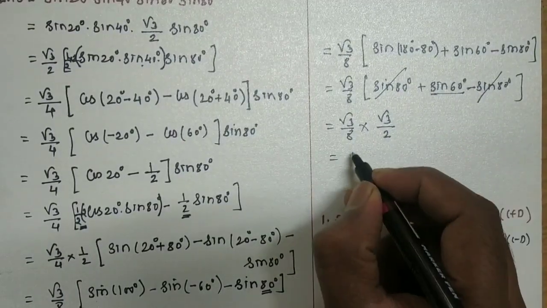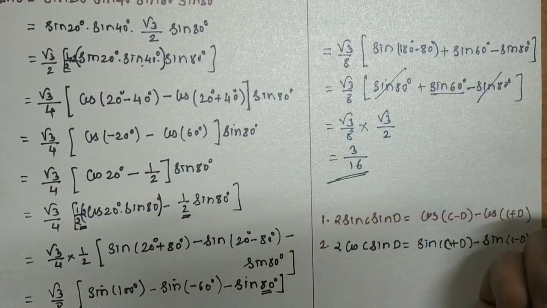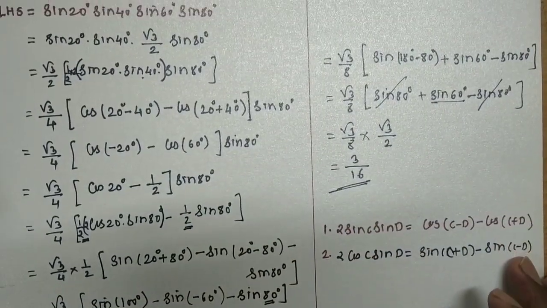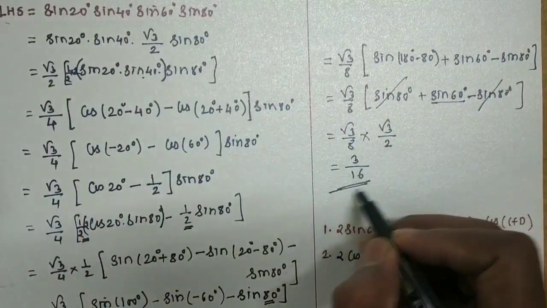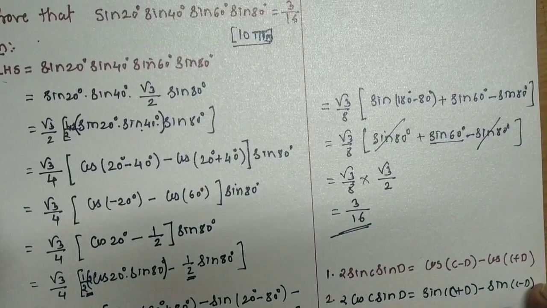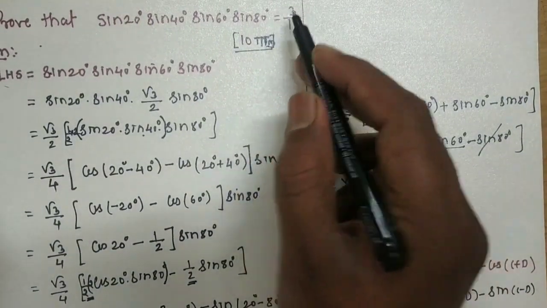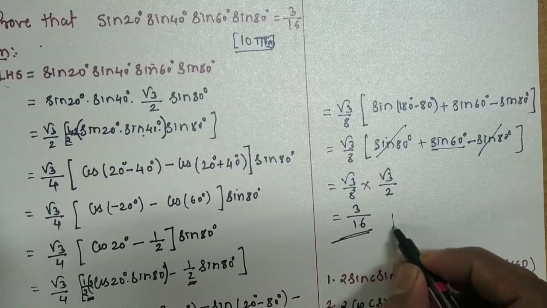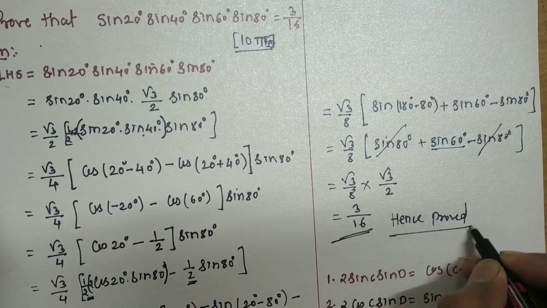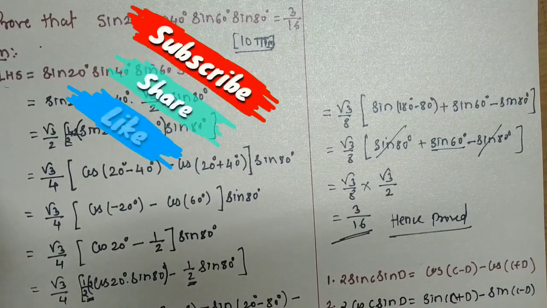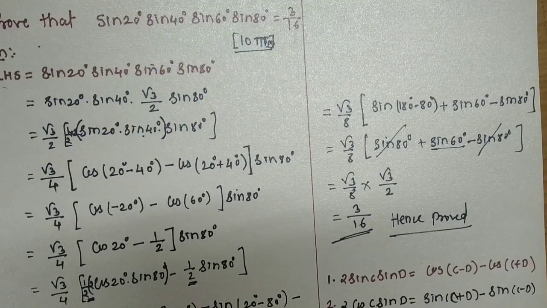So what will you get here? Root 3 into root 3 is 3, and 8 2s are 16. So by considering the LHS of this, I can get the answer 3 by 16. That means I have proved that on the right hand side you will get 3 by 16. Hence proved.